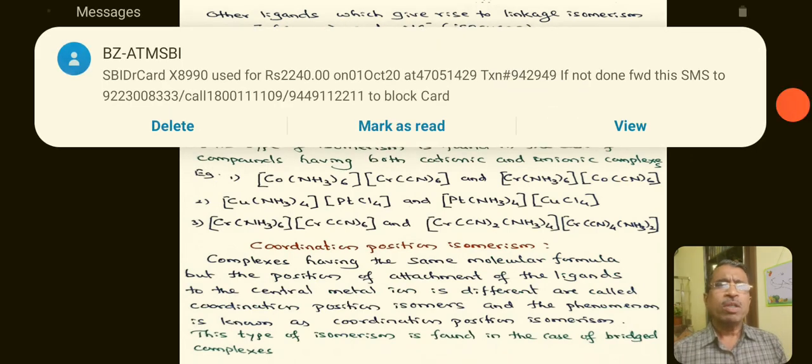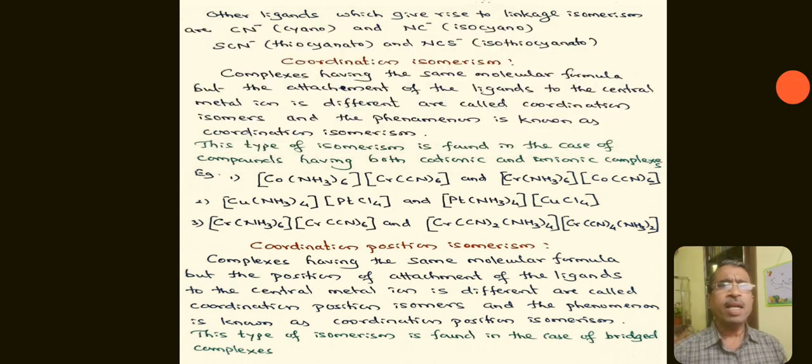Other ligands which give rise to linkage isomerism are the cyano and isocyano ligands. The next, thiocyanato and isothiocyanato ligands.